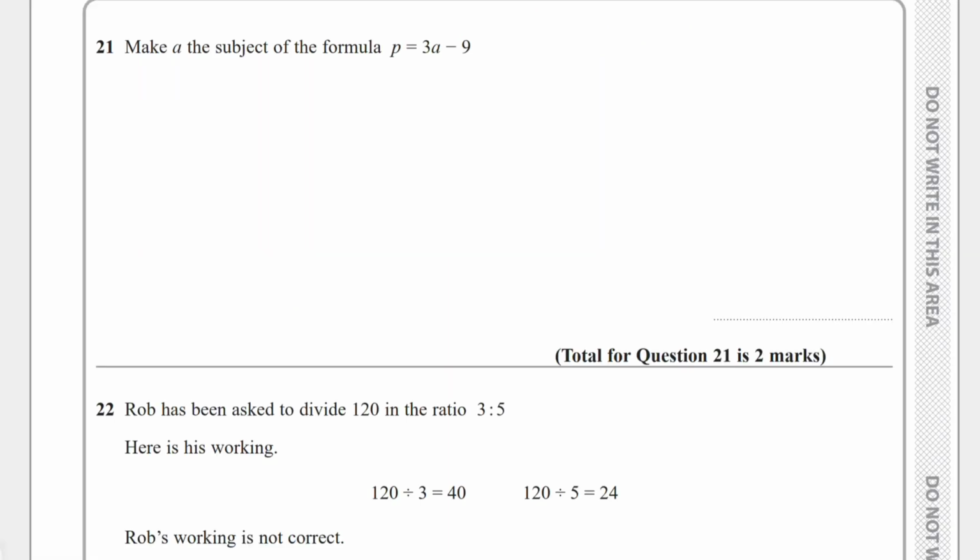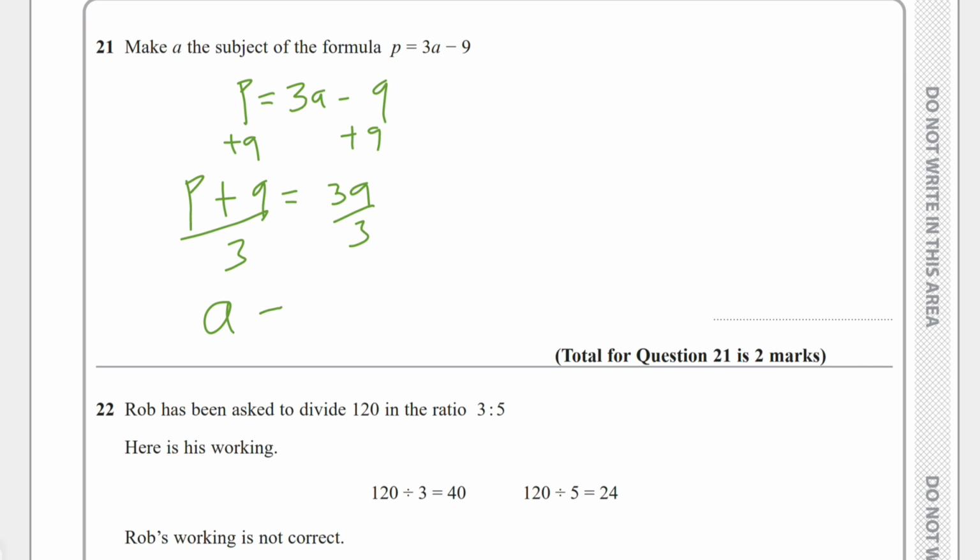Question 21. Make A the subject of the formula. So we have P equals 3A minus 9. So first, we add 9 to both sides. So we have P plus 9 equals 3A. Then we divide both sides of the equation by 3. So that makes A equals P plus 9 over 3.